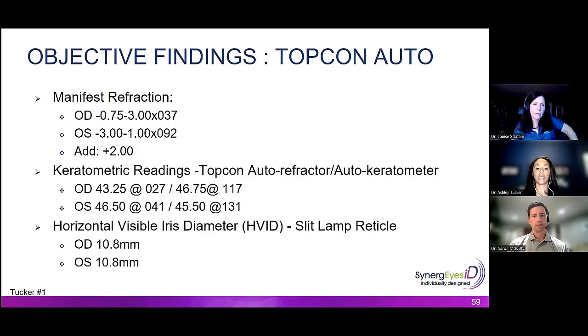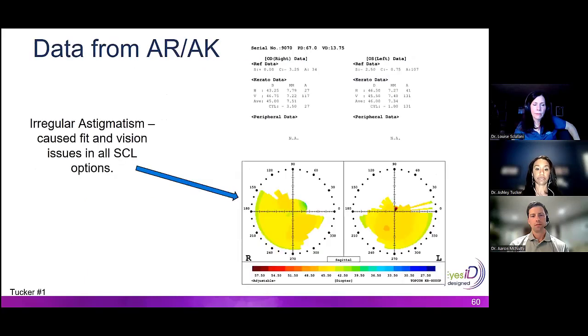Both his Ks in the right and the left eye point to oblique astigmatism, but he refracts to this funny against the rule astigmatism in the left eye. So everything about his refraction and his topography was making me pause a little bit. Looking at it in retrospect, that made me realize why it was so difficult to get him in a soft toric. His HVID here, I measured with the slit lamp reticle at 10.8 in both eyes.